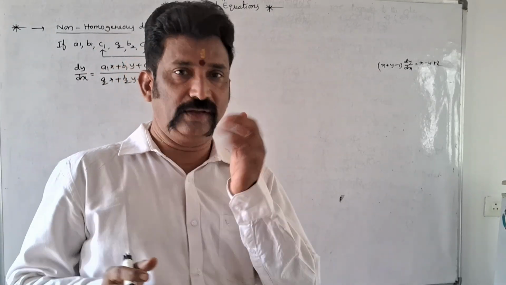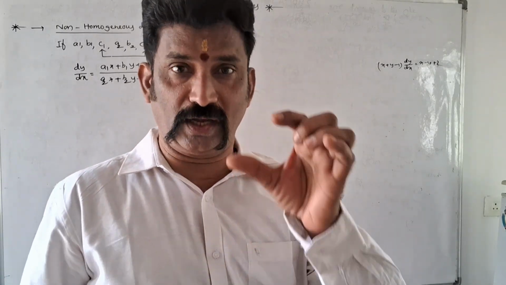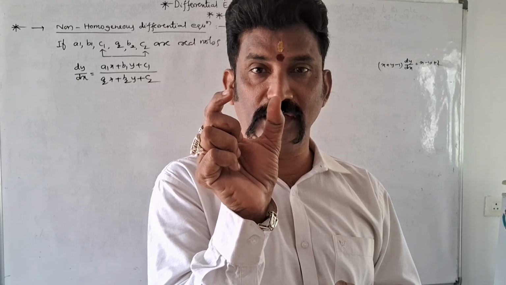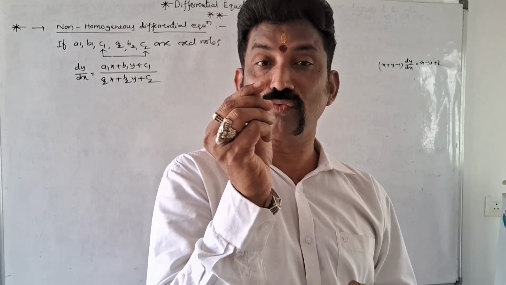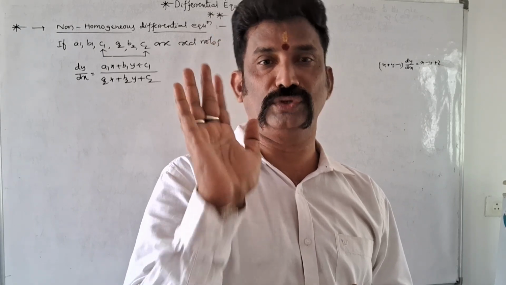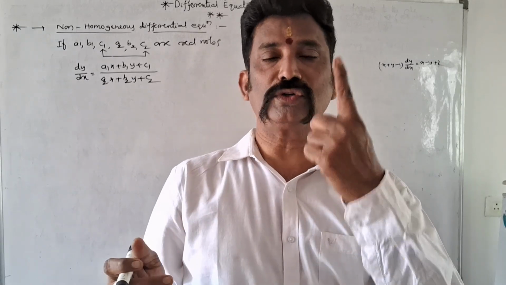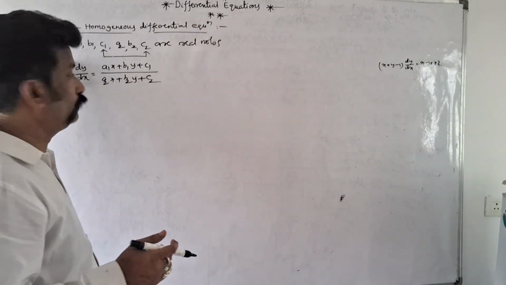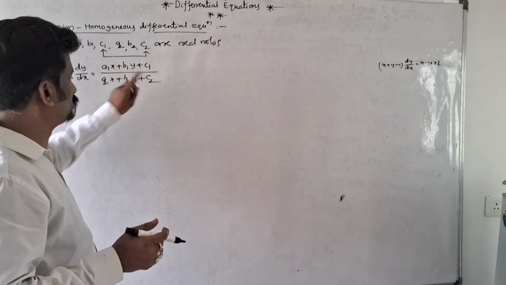Okay, repeat. If a1, b1, c1, a2, b2, c2 are real numbers, and here the main important condition is that at least one of c1, c2 should be not equal to 0, or both are not equal to 0, but at least one should be non-zero, right? So then dy by dx is equal to a1x plus b1y plus c1 by a2x plus b2y plus c2.